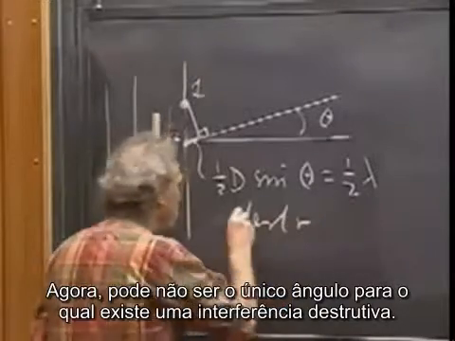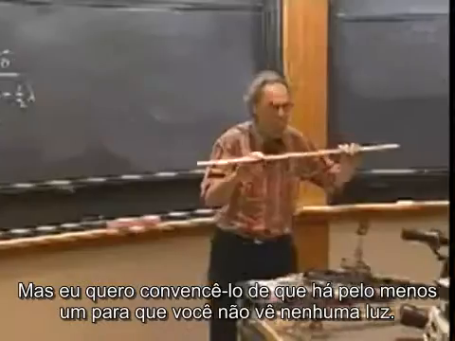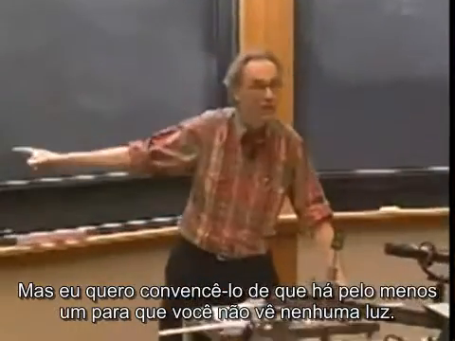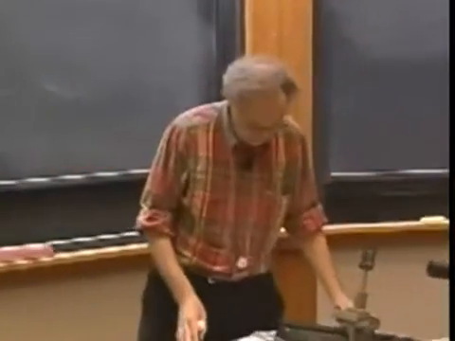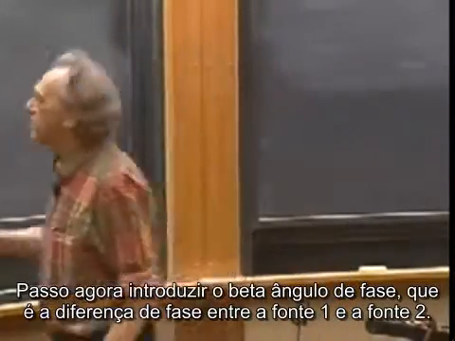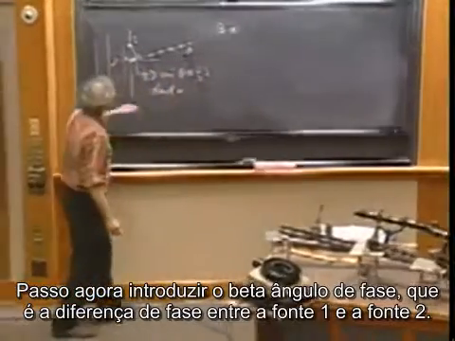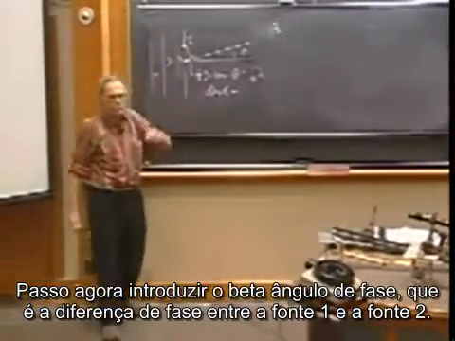So this must be a criterion for destructive interference. Now, it may not be the only angle for which there's destructive interference, but I want to convince you that there is at least one for which you see no light. I will now introduce a phase angle beta, which is the phase difference between source 1 and source 2.